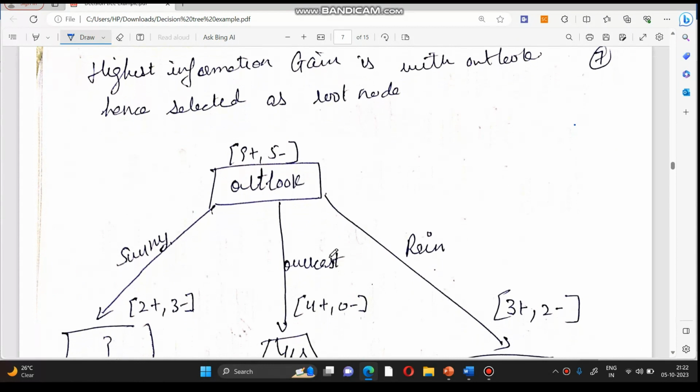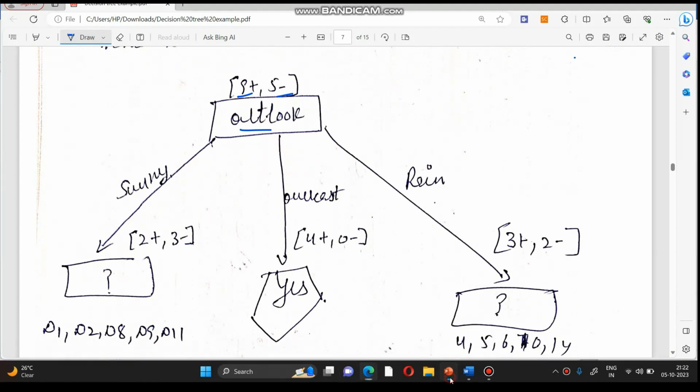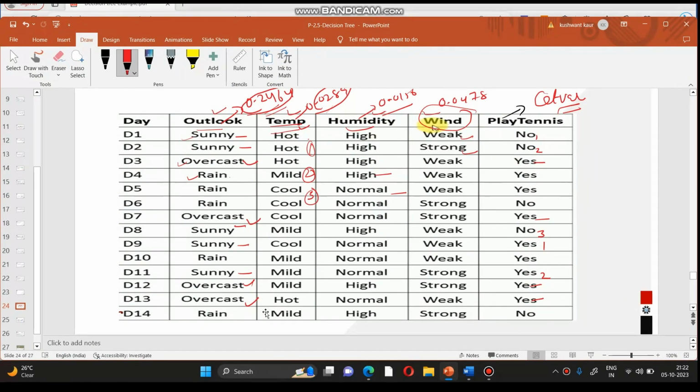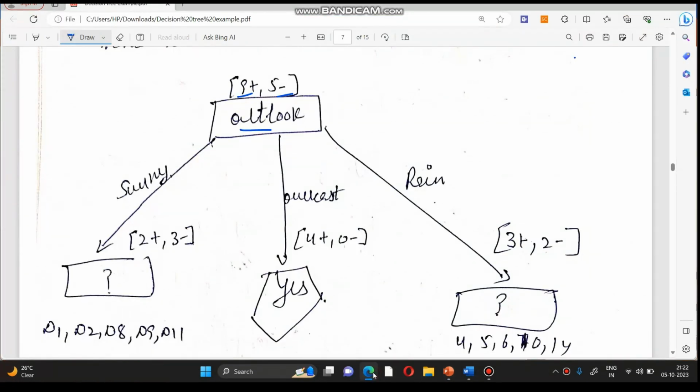So we know that the outlook has the highest gain, where for the main we have 9 yes and 5 no. Outlook has sunny, overcast and rain, so 3 branches will come out. For sunny we were having 2 yes and 3 no. For overcast we were having 4 yes and 0 no. For rain we were having 3 yes and 2 no.